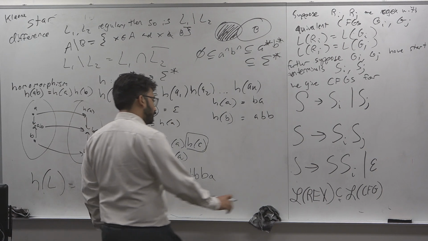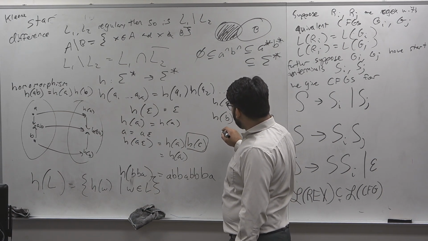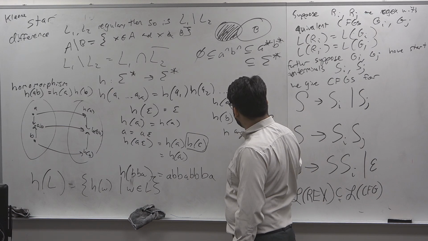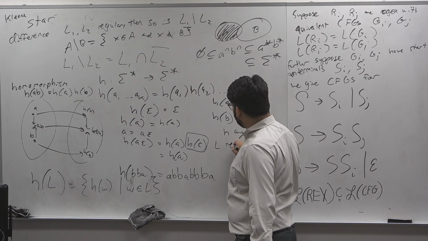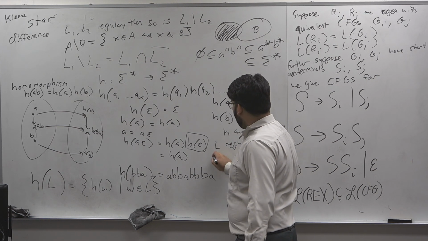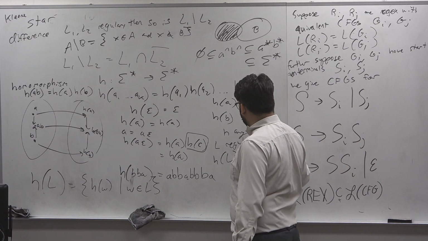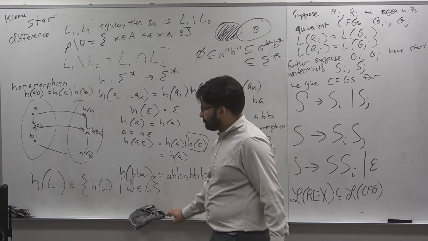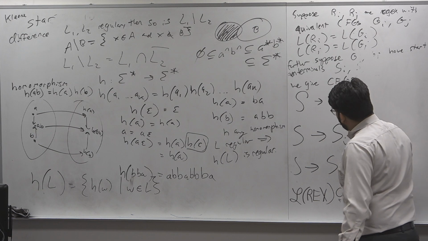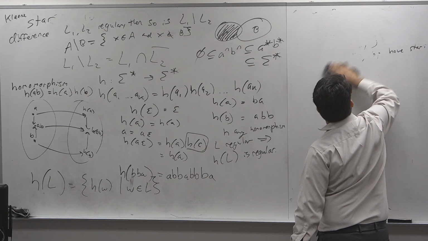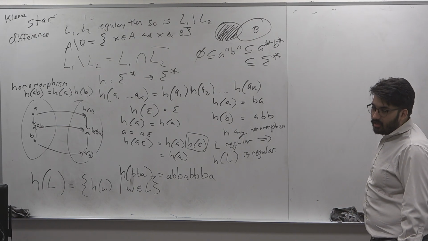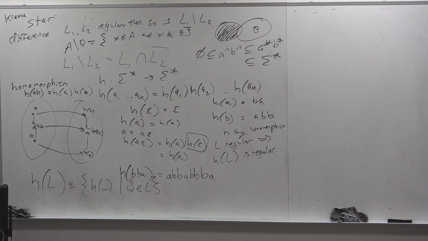Here's my claim. For H any homomorphism, L regular implies H of L is regular. Why? Let's think about it. I claim that the regular languages are closed under homomorphism. That is, if you take the homomorphism of a regular language, as in the set of strings with the homomorphism applied to each string, I claim that H of L is regular. Two proofs of this, in fact. See if we can find either.